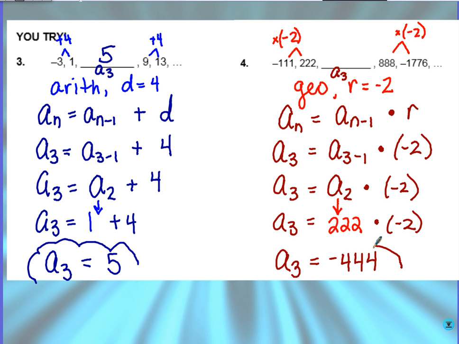So this is how you use the recursive formula, using all of your symbols and notations to show how to get to the next term in a sequence.